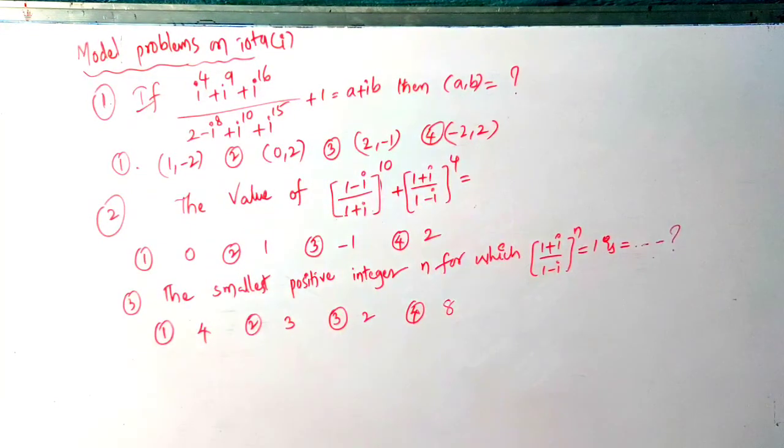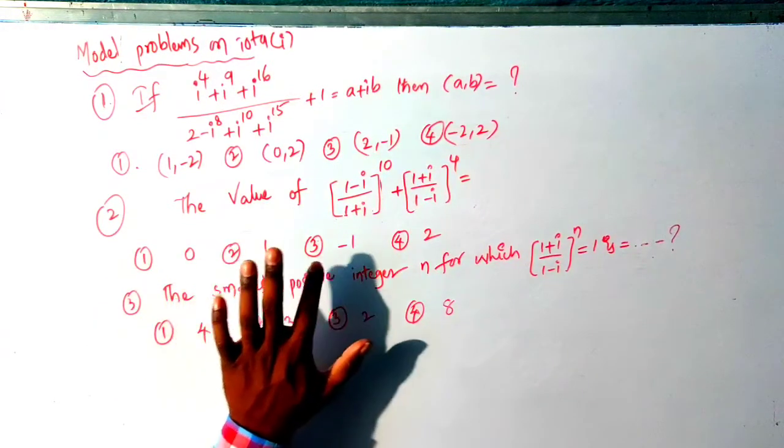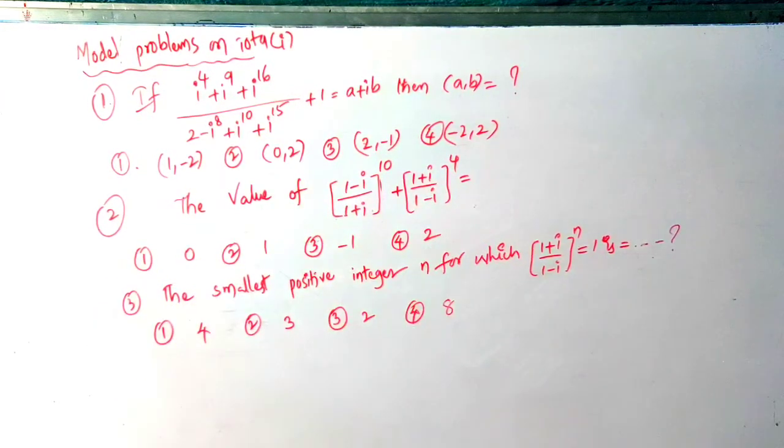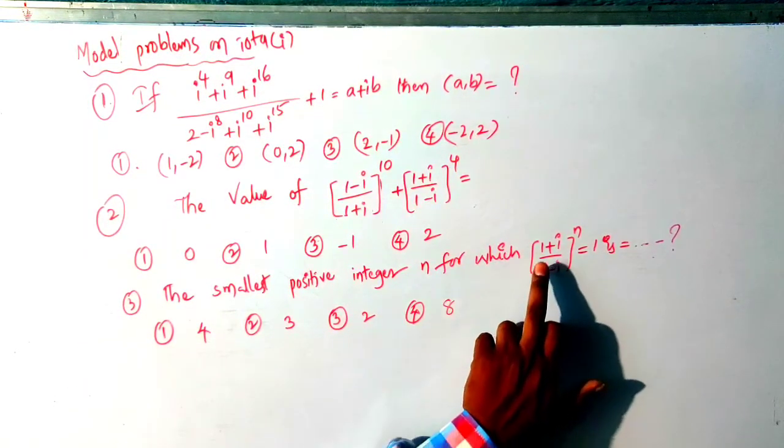Next, second problem: the value of ((1 − i) divided by (1 + i))^10 plus ((1 + i) divided by (1 − i))^4 equals how much? First option is 0, second option is 1, third option is −1, fourth option is 2.